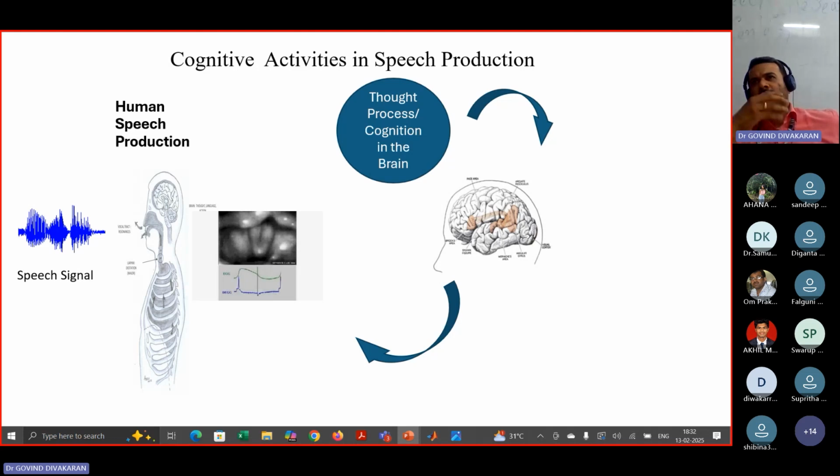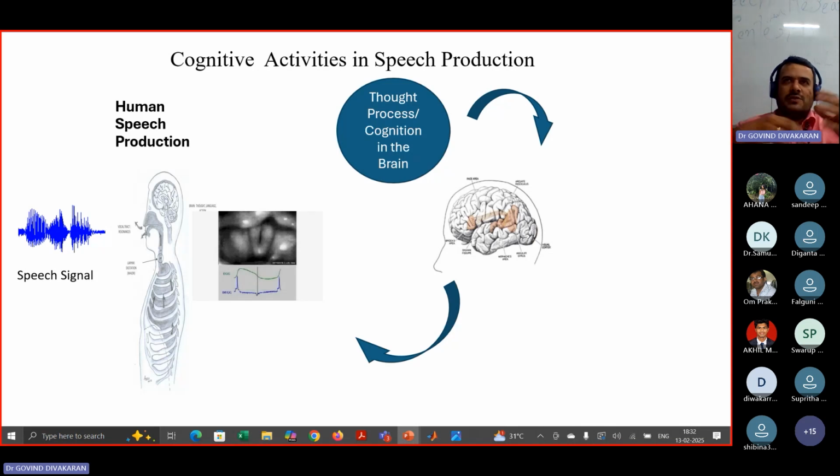Before the production of speech, what is happening is that a thought process is generated in your brain. There are certain areas which are responsible for guiding the various muscles for speech production. How the brain functions during speech production has to be studied properly. Part of that was discussed in yesterday's talk.